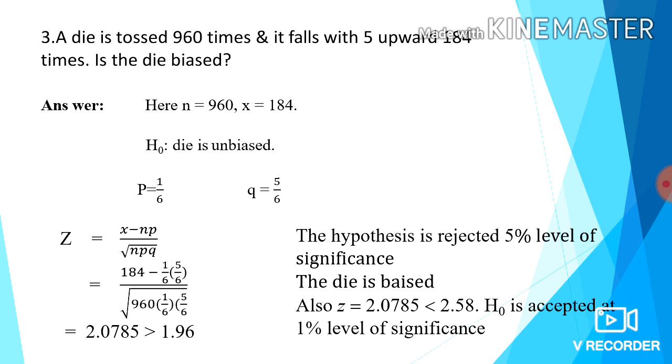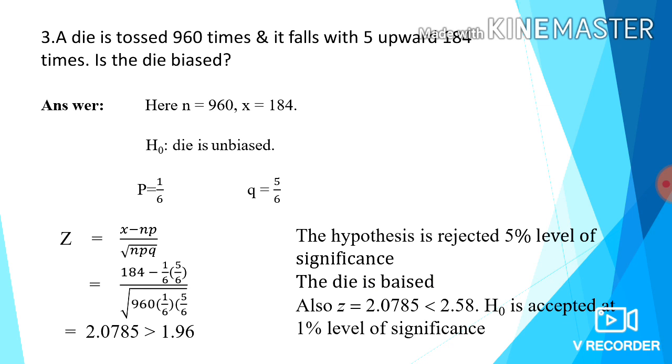This is the same as the first problem, but there it was 5 or 6, here it is only 5. So n is equal to 960 and the observed value x is 184. We assume the hypothesis that the die is unbiased. What is P? Getting 5 is 1 possibility out of 6, so P is 1 by 6. Q is 1 minus 1 by 6, so 5 by 6.